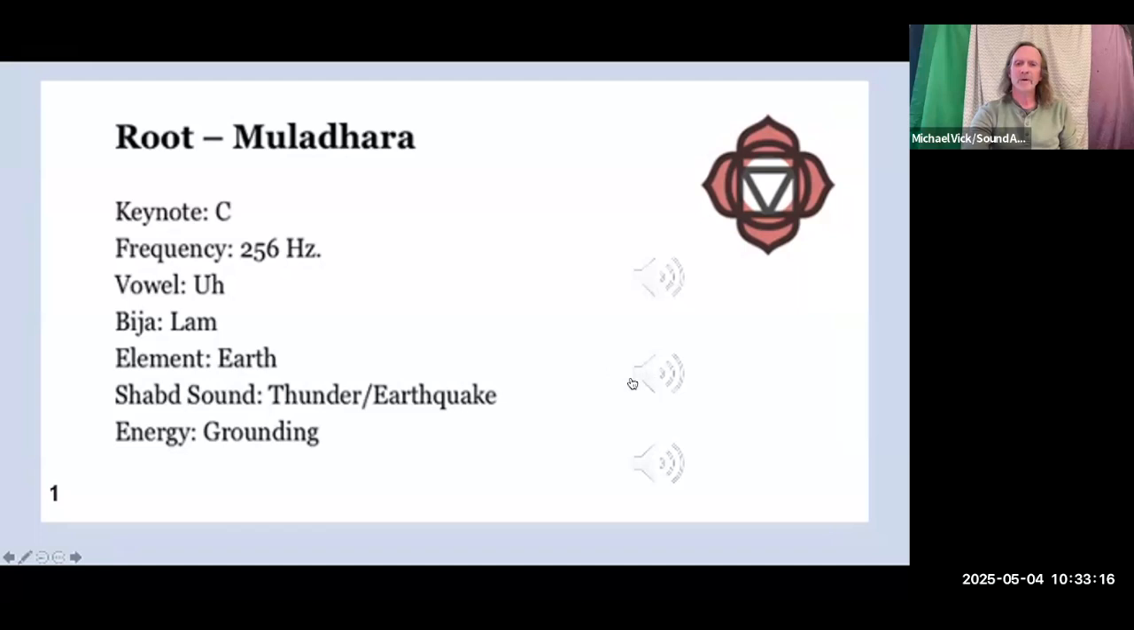Now for the tuning fork at 256 hertz. And now we join them in unity.